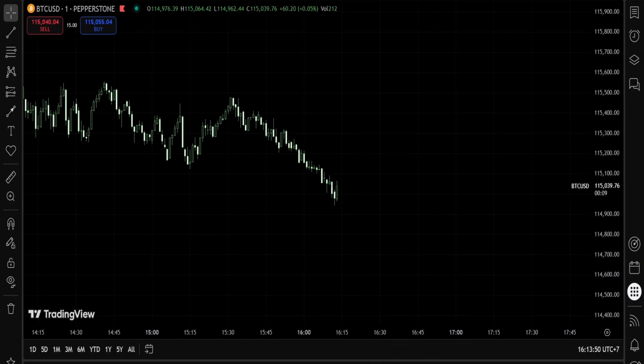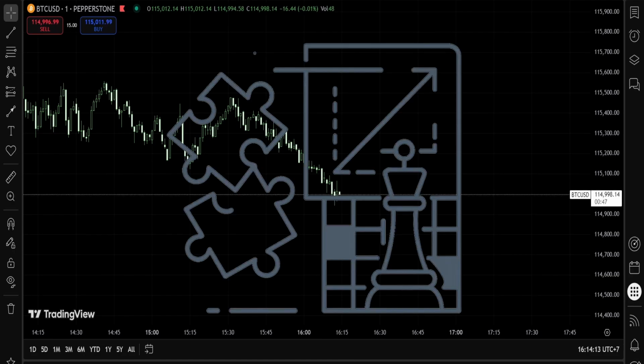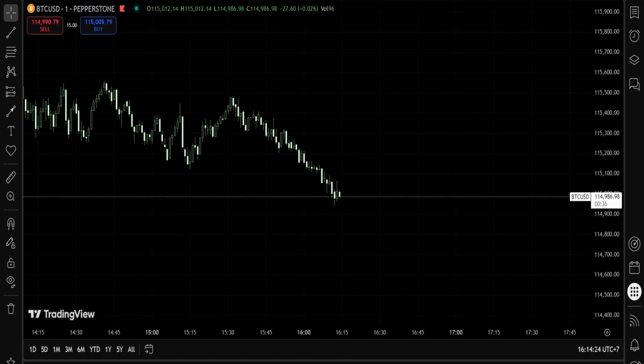Now you know the 4 types of indicators. Next time, I'll show you how to build a strategy using just 2, perfect for free plan users.